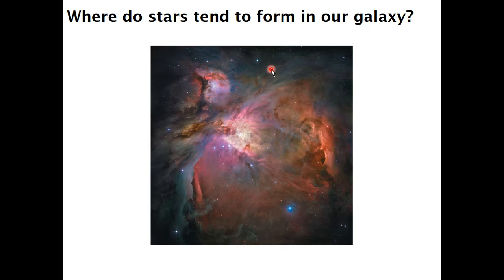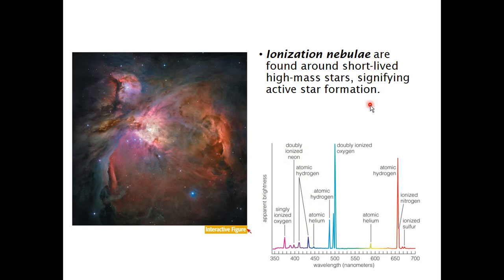So that's the disk, right? The disk has a lot of star formation, and we'd like to know where they form in the galaxy. We talked a little bit about the structures, the molecular clouds, and now we'll talk about some types of nebula. Ionization nebula is where the gas gets ionized by the newly forming stars. In particular, the high mass stars are very energetic, and the gas glows because it's absorbing and re-emitting energy.